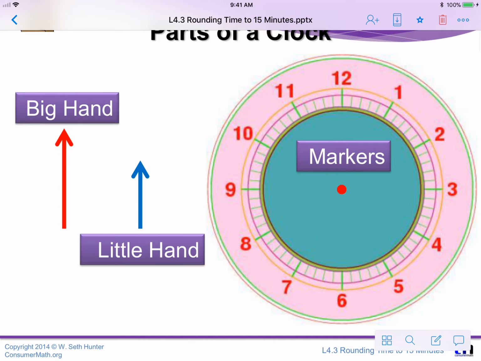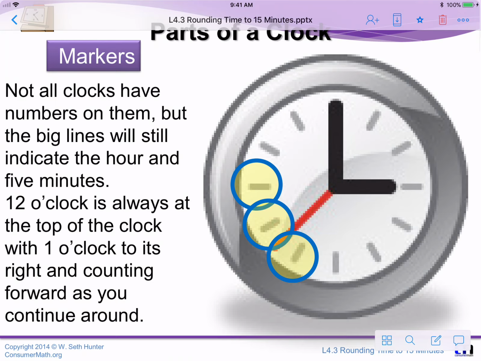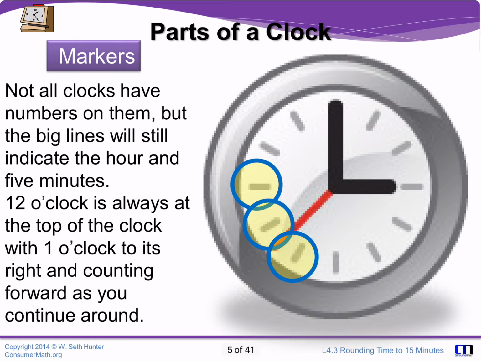We have a big hand, and little markers for parts of the clock. The markers mark off time on the clock. The small marks designate the minute spaces. The big marks designate 5-minute spaces as well as the hour. Not all clocks have numbers on them, but the big lines will still indicate the hour and 5 minutes. 12 o'clock is always at the top of the clock, with 1 o'clock to its right and counting forward as you continue around.